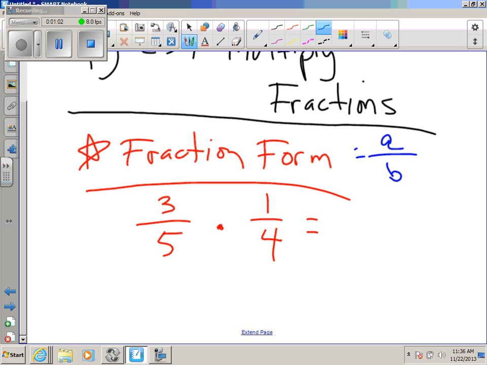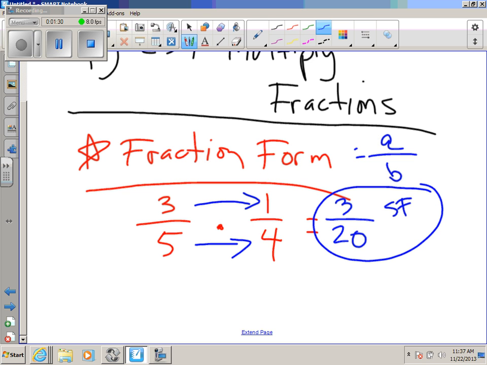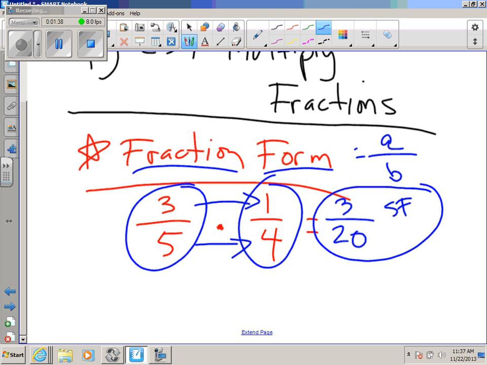But in this case, they're both regular, and I can essentially just multiply straight across. 3 times 1 is 3. 5 times 4 is 20. And as long as 3/20 is in simplest form, then that's our final answer. The answer always has to be in the simplest form. But in order to do the work, you have to make sure that these are in fraction form. Okay? This is page 237.